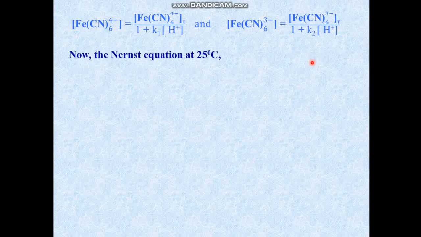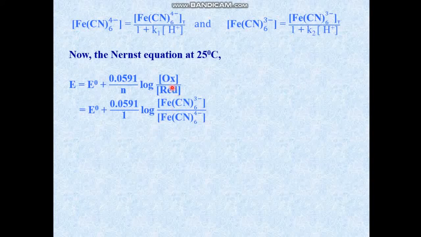The Nernst equation at 25 degrees Celsius. What is the equation? This is the equation. I have put here E0, not E0 dash. This is the theoretical equation. Since there is one electron involved, we have to put n equal to 1. And in place of the oxidant, the ferricyanide as usual, and in place of the reductant, the ferrocyanide as usual. Now these concentrations of ferricyanide and ferrocyanide are replaced by the right hand side of these two equations. So these two we have got.